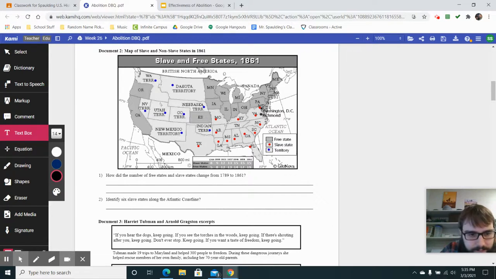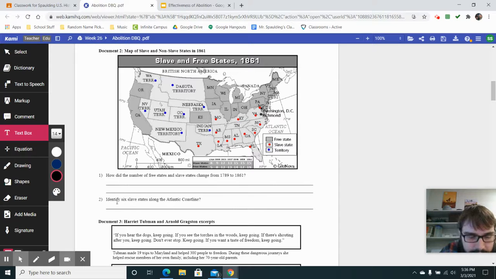First question, how did the number of free states and slave states change from 1789 to 1861? Before you panic and go, I don't know, look closely at your map. Start at the top, see if there's anything that says. I don't see anything. Oh, what's down here at the bottom? It tells me the number of slave states and free states starting in 1789 and 1861. How did that number change? Go ahead and take a look at it. Let me know what you learn.